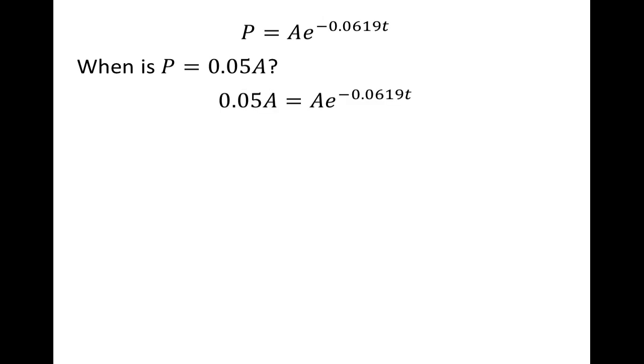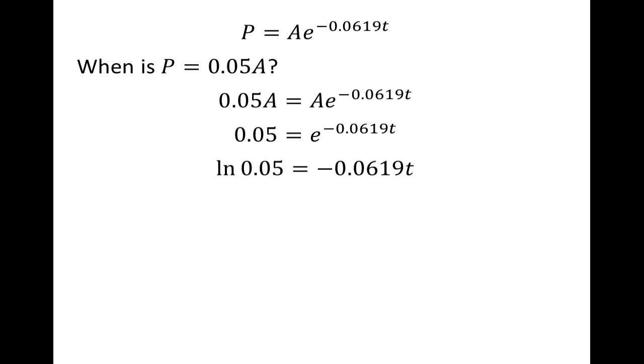We want to know when 5% remains. Again, I don't know what I started with, but I do know something that represents what I started with. That's A. So 5% of A is what we're going to let P be equal to. So 0.05A equals A times that exponential expression. Again, divide both sides by A and it washes away. Take the natural log of both sides, divide by the negative 0.0619, and we find that it's about 48.4 hours until we're down to 5%.